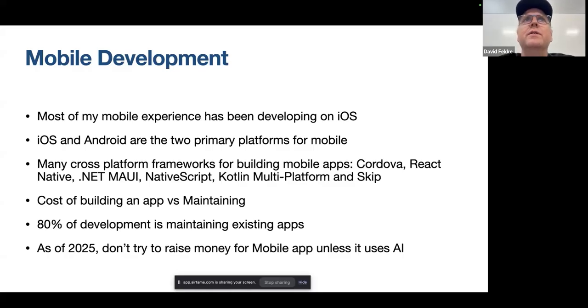Something I was going to note is that as of 2025, don't try to raise money for a mobile app unless it uses AI. I guess "uses AI" is a broad definition, right? You could just buy one of those domains that has .ai at the end of it, and you'd be good to go. But it's a common complaint I hear from people I know that do mobile development: it's been difficult, not just to get a job or have a job doing mobile development, it's also been difficult to start a company that's specifically mobile first.